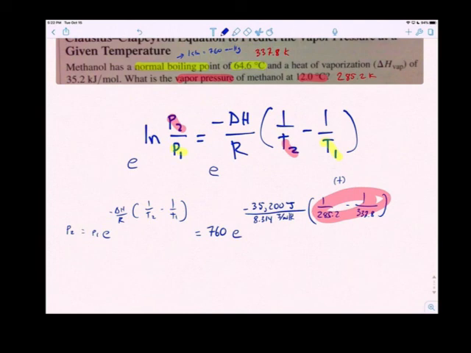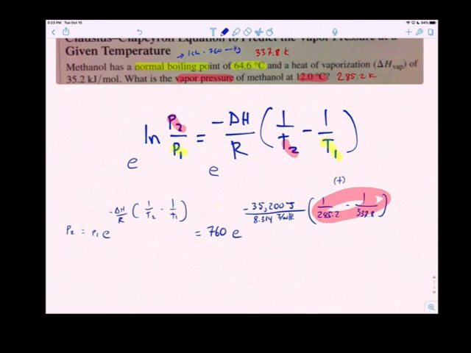That's 1/6, right? So I know that that number there is a positive number, which means this whole number here over the exponent, I know that whole number is negative. And e to a negative number means it's going to be a fraction. And that means that 760 times e to that number is going to be smaller than 760. So if I put this in my calculator, I should get an answer that's smaller than 760. And if I put it in properly.